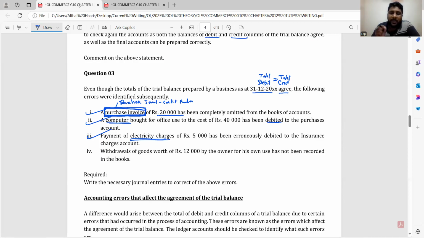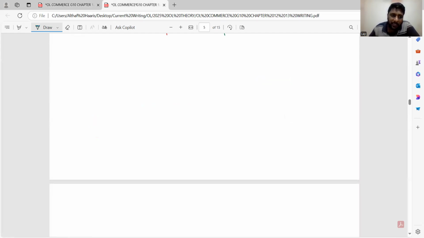If the owner takes any resource, he can take money, he can take a laptop, he can take goods, anything for his personal use, we will call it drawings. So simply record the entry. Debit drawings. Why is drawings a debit? Drawings is a reduction of equity. Equity reduction is a debit. What's the value? 12,000.